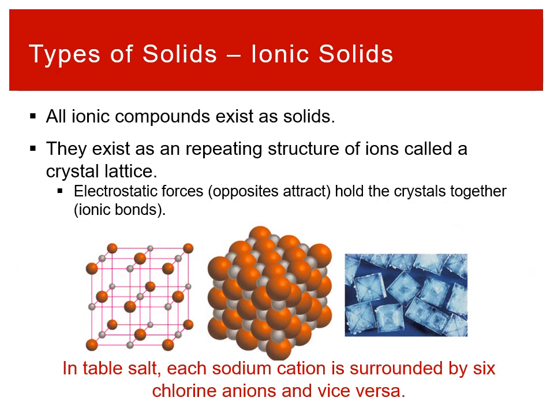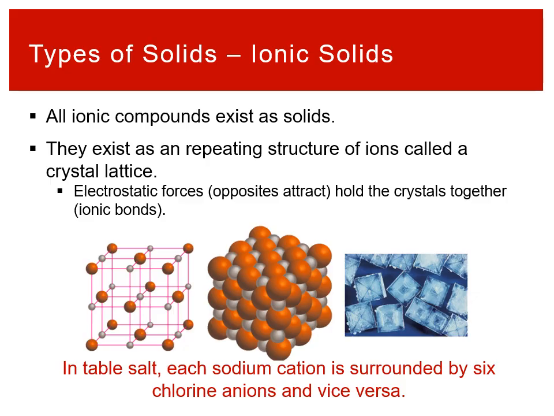First type of solid we want to talk about are ionic solids. And this is something we're familiar with from previously discussing types of compounds, because all ionic compounds exist as solids. So ionic solids are just the ionic compounds. And in an ionic solid, you have a repeating structure of ions. That's your crystal lattice, right?